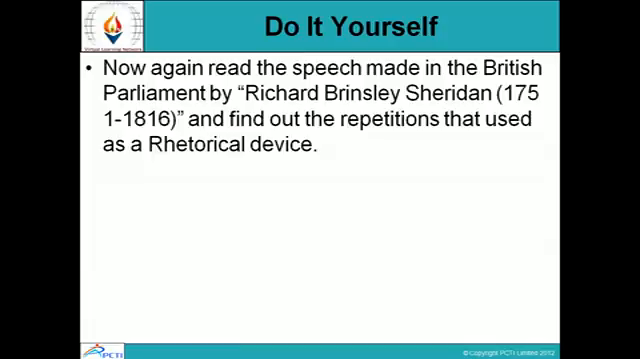Now you can read again the speech made in British Parliament by Richard Brinsley Sheridan, 1787 to 1788, and find out the repetitions that are used as rhetorical devices. So this is the question I am giving you, but the way you are doing it is very important. The way you are presenting it is very important.